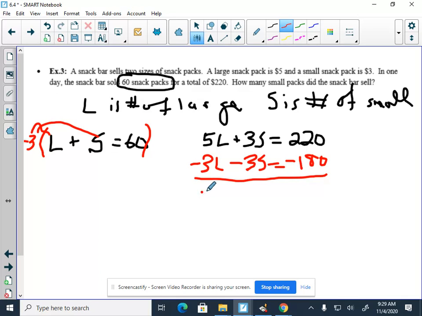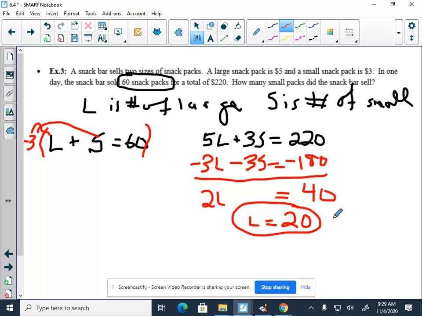Okay, the elimination method. 5 minus 3 is 2L. 220 minus 180 is 40. So if we divide by 2, L equals 20. So what does that mean? There were 20 large snack packs sold.